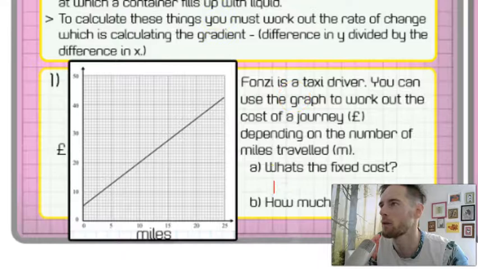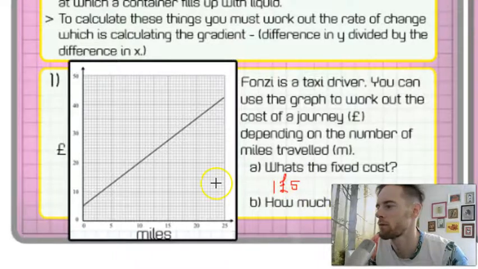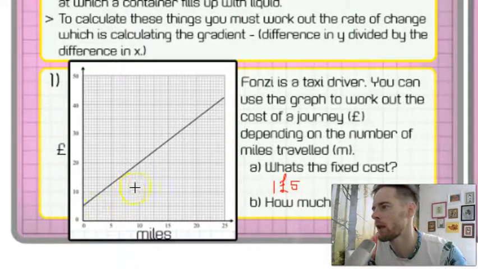All right, so I'll get the freehand tool and write the number 5 in the answer space that I've got there for question A, £5. Now, to work out how much it is per mile, what you need to do is find the gradient of the line. And that will give you the cost for every mile.